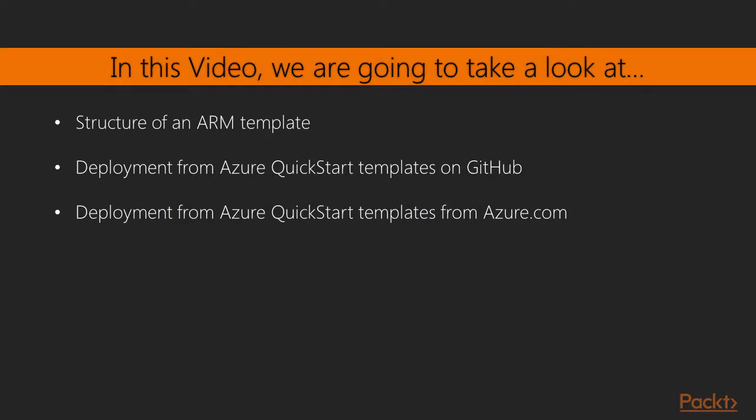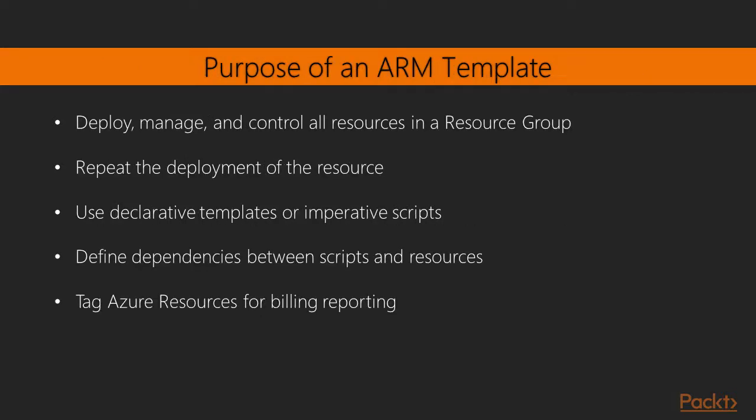In this video, we're going to take a look at the structure of an ARM template, followed by deploying an Azure Quick Start template from GitHub, or using another approach by connecting to the Azure Quick Start templates. Now before zooming in on how the deployment actually works, I want to spend a couple of minutes on why it's important to understand the structure of an ARM template.